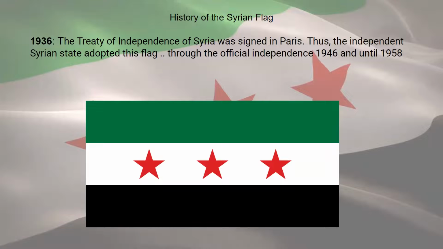And then in 1936, the Treaty of Independence of Syria from France was signed in Paris. Because of that, now an independent Syrian government decided to change the flag to the flag that we see here, which is obviously the flag that we're using now for the revolution. And this flag continued to be the flag of Syria starting from 1936 through 1946, which is the actual official independence, and it continued also until 1958.